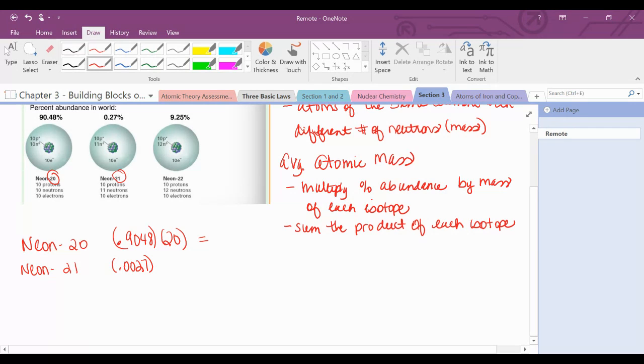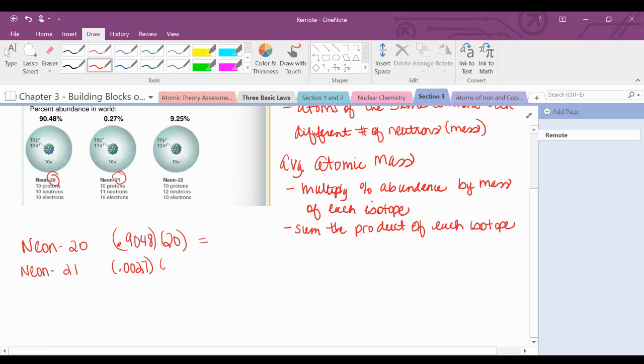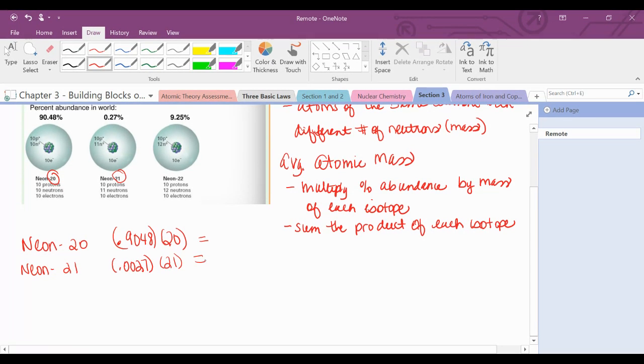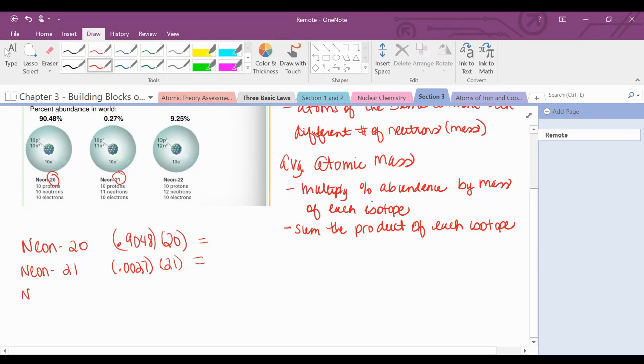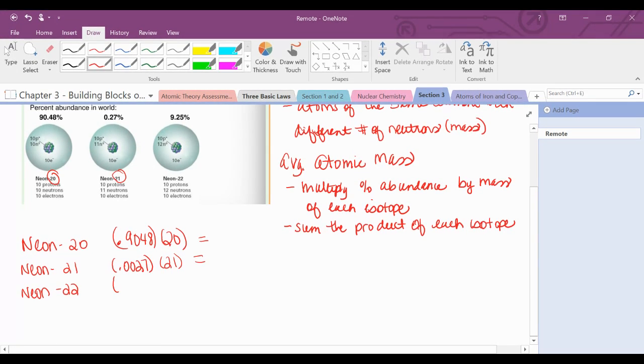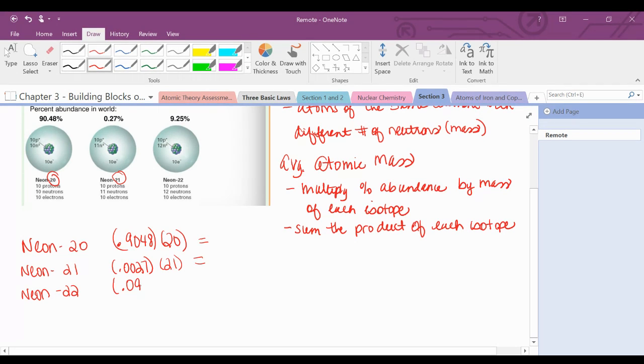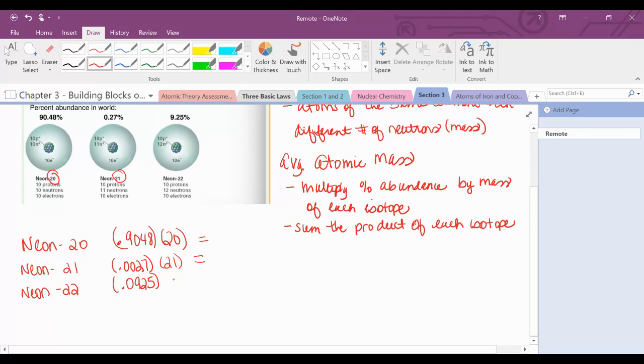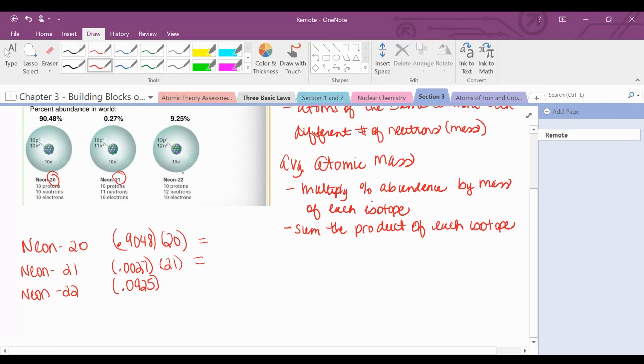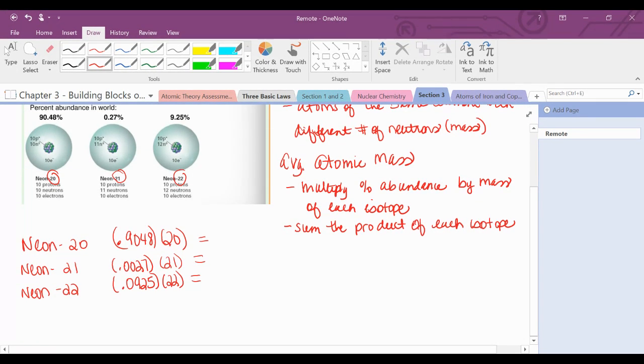So we've seen this notation before. We know this is hyphen notation. And we're going to do the same thing for neon 22, I'm sorry. So we're going to take 9.25%, divide by 100, and then multiply by the mass number. Okay. So if you want to pause our video here and get out your calculator, you can try it.